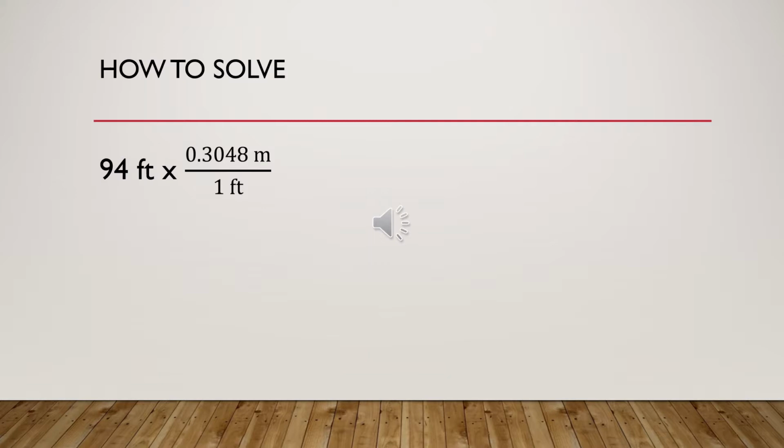Hang in there, you're almost done. So now that we have set up our equation, we can simply cancel out the common units, and in this case the common units are feet. So once we cancel out feet, all we're left with is 94 times 0.3048 meters over 1.